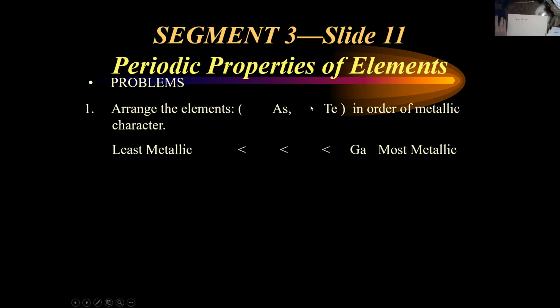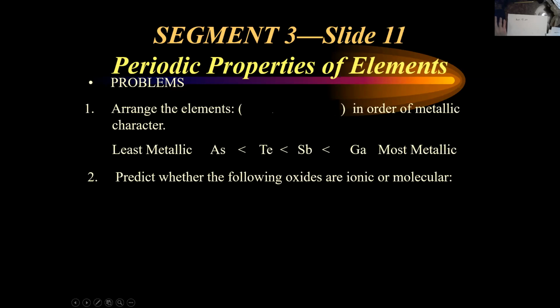Okay, now, actually what I would have done, I think, is pick the two extremes first. I did them in order from most metallic to least because that's what we were discussing. But if I'm looking on the periodic chart, the most metallic element certainly would be gallium. And then the least metallic of the bunch would be arsenic. And then Sb and Te.